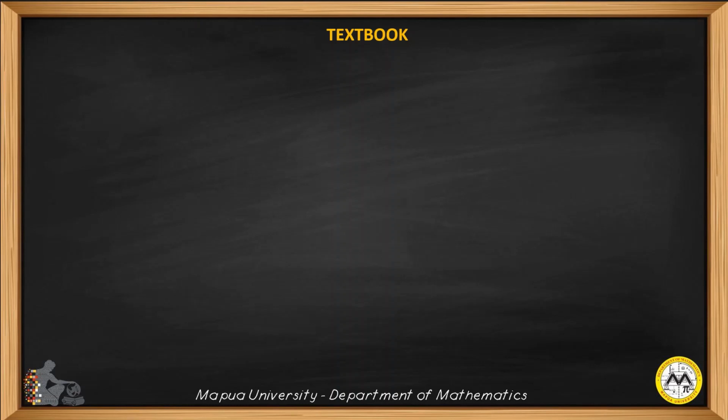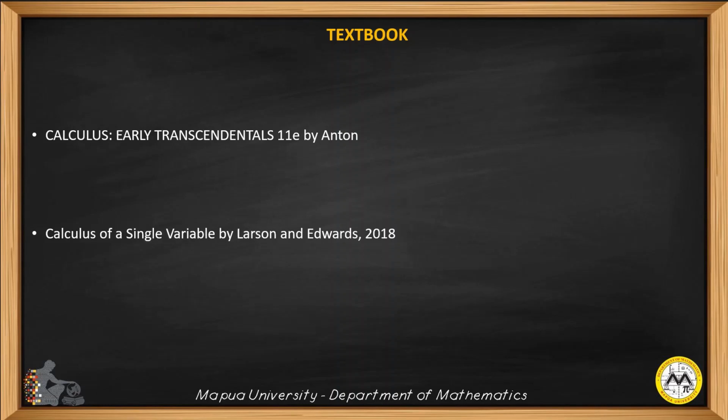For our textbooks, we will have two: Calculus Early Transcendentals, 11th edition by Anton, and Calculus of a Single Variable by Larson and Edwards, 2018. Both of these books are in Metis, and you can easily access them.